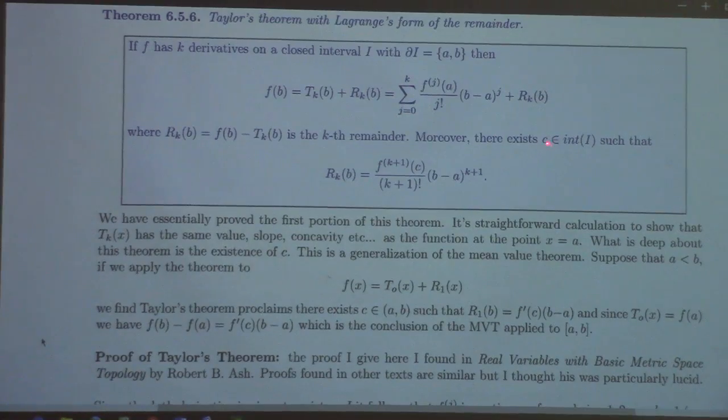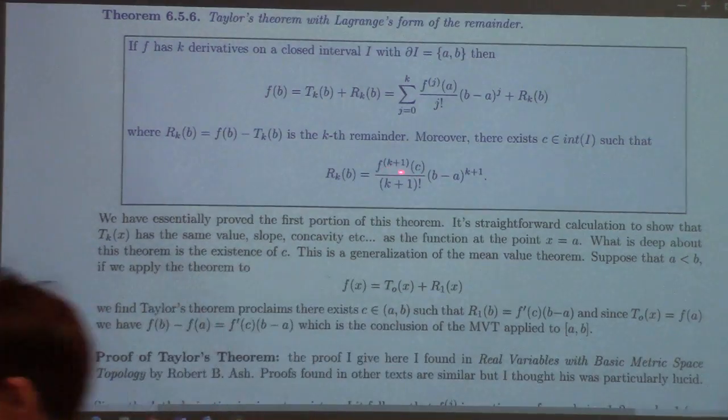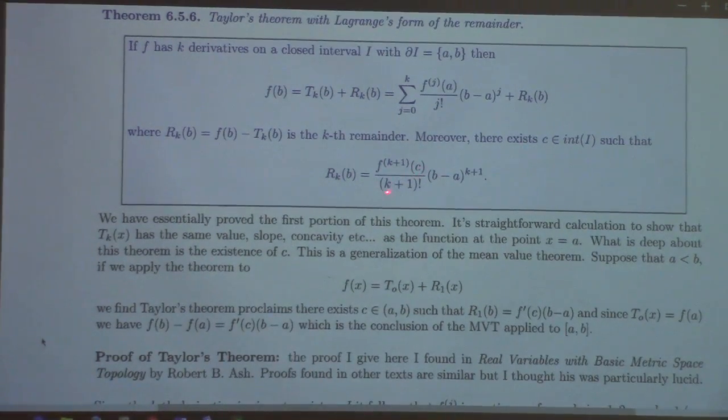Then there exists c in the interval such that the remainder term at b is given by the k plus 1th derivative evaluated at c divided by k plus 1 factorial times b minus a to the k plus 1. And so this is the theorem, all right?